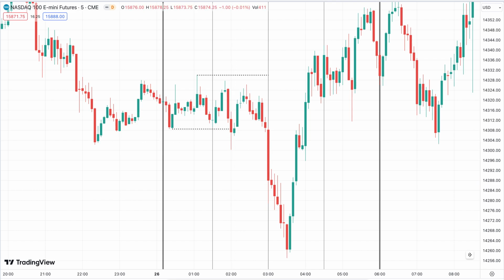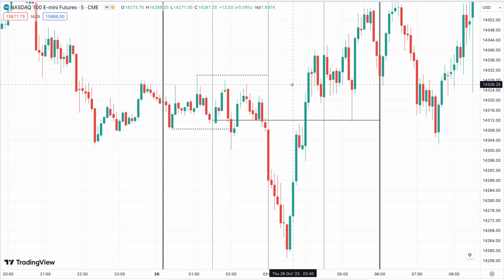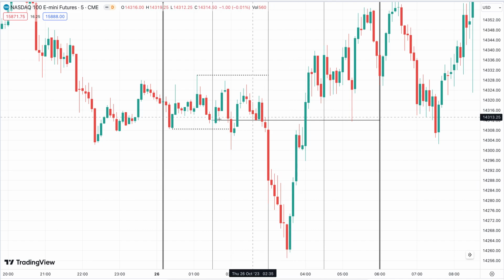Now we're going to mark Q2 the true open, and that's the true open for this session. So whatever you're doing, you want to buy below this true open and sell above. If price is below here, you're not allowed to sell. If price is above here, this line, you're not allowed to buy.